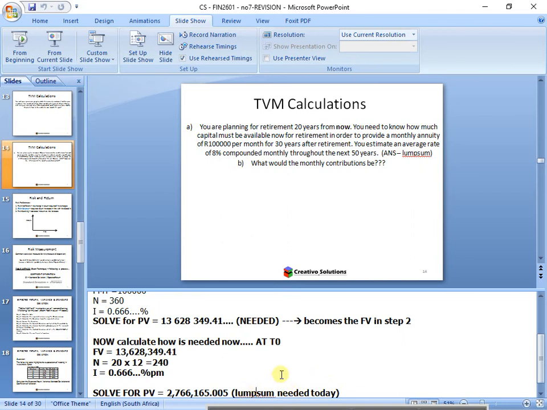Okay, so if you had, let's say, 3 million today, and you just saved and invested it for the next 20 years, earning only 8% compounded monthly, you'll have enough for 30 years' worth of 100,000 Rand amounts monthly. That's a lot of traveling you could do.